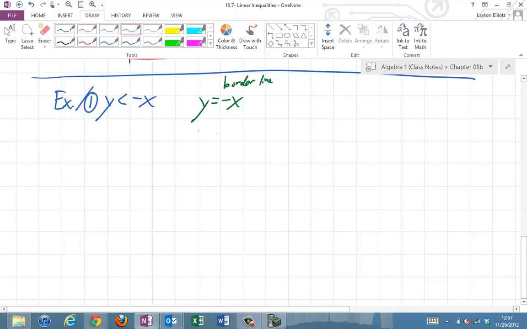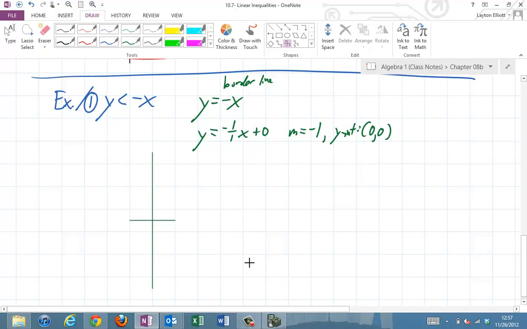y equals negative x is the same thing as saying y is equal to negative 1 over 1 x plus 0. Why did I write that in that funky sort of way? Yes, Brandon, I used the word funky. I know m is equal to negative 1, and my y-intercept is 0, 0.